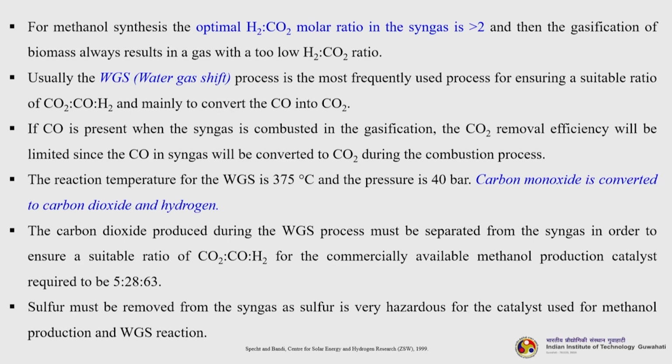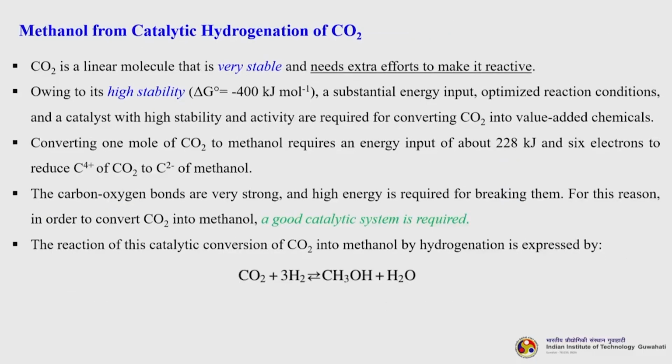The carbon dioxide produced during the water gas shift process must be separated from the syngas in order to ensure a suitable ratio of the carbon dioxide, carbon monoxide, hydrogen for the commercially available methanol production catalyst. That required minimum is 5:28:63 in that ratio. Sulfur must be removed from the syngas, as sulfur is very hazardous for the catalyst used for methanol production as well as during the water gas shift reaction.